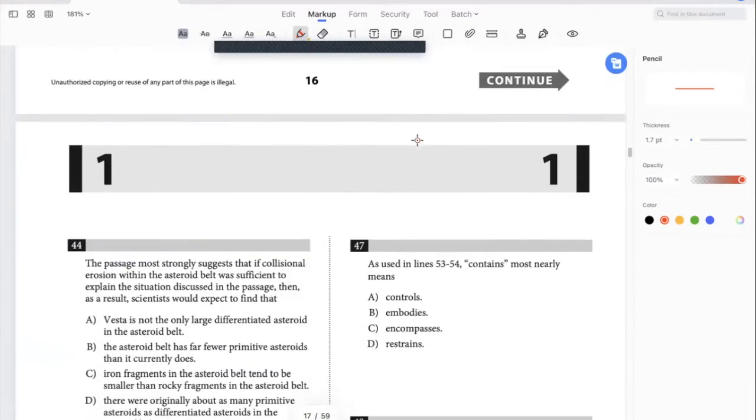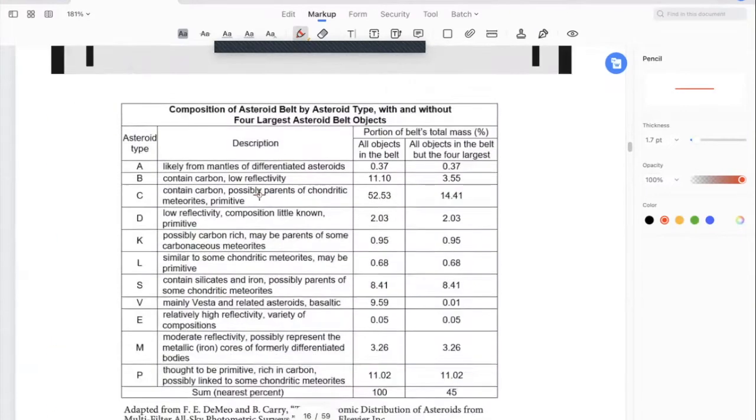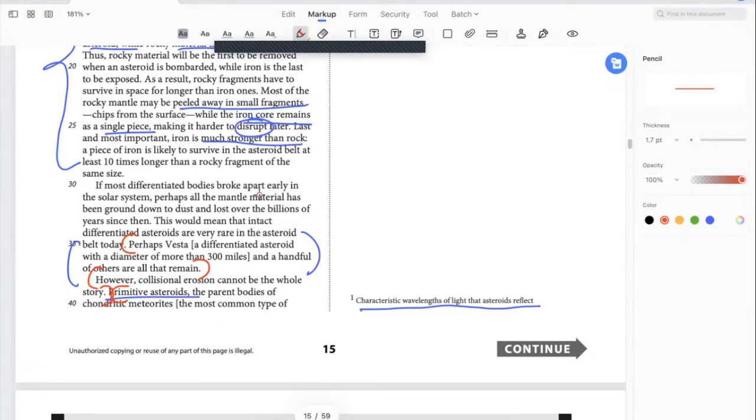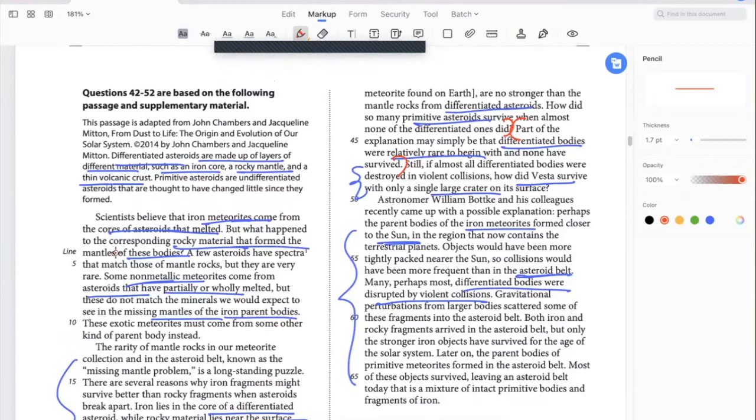We're looking for evidence for if collisional erosion within the asteroid belt was sufficient to explain the situation, what would scientists expect to find? Okay, perhaps Vesta, a differentiated asteroid with a diameter, and a handful of others are all that remain. Okay, so this doesn't explain that. However, collisional erosion cannot be the whole story. Primitive asteroids, the parent bodies of chondritic meteorites, the most common type of meteorite, are no stronger than the mantle rocks from differentiated asteroids.